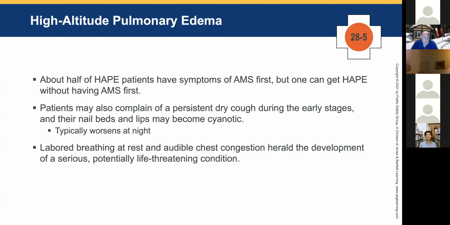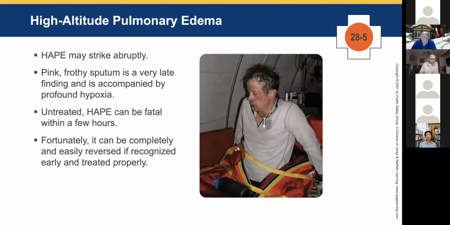Anyway, in HAPE, patients may complain about a persistent dry cough during the early stages, and their nail beds and lips may become cyanotic. It typically worsens at night. Labored breathing at rest and audible chest congestion herald the development of a serious, potentially life-threatening condition. HAPE may strike abruptly. Pink, frothy sputum is a very late finding and is accompanied by profound hypoxia. Untreated, HAPE can be fatal within a few hours. Fortunately, it can be easily reversed if recognized early and treated properly.